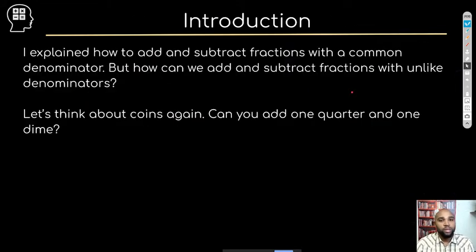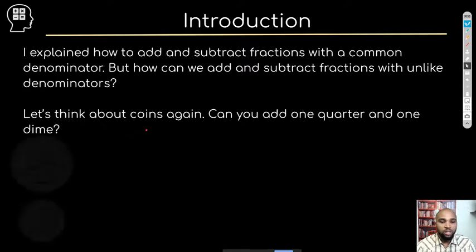All right, so I explained earlier in our lesson how to add and subtract fractions with a common denominator. But how can we add and subtract fractions with unlike denominators? Well, first let's think about it. Before we get into adding and subtracting with unlike denominators, we need to understand the least common denominator and trying to get those the same. So let me give you an example.